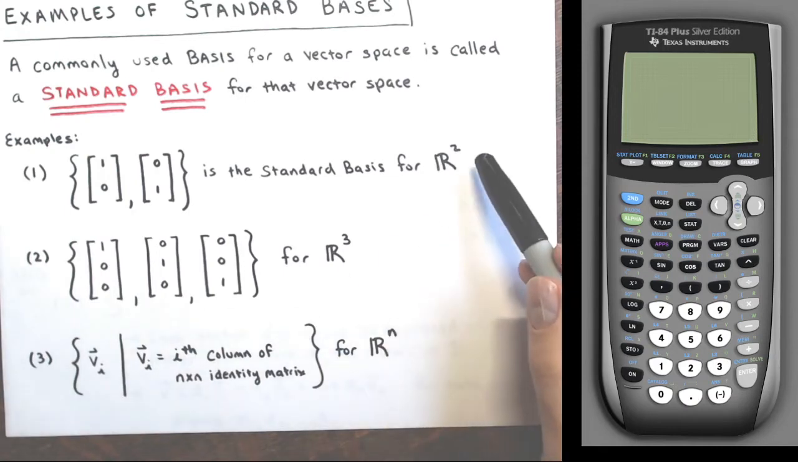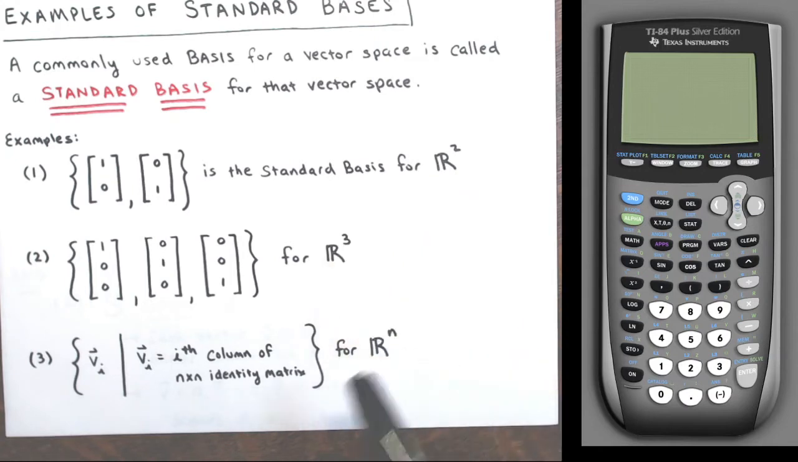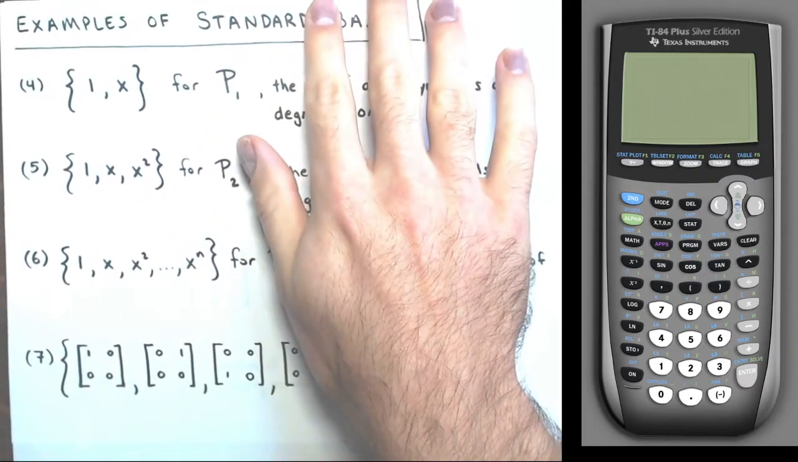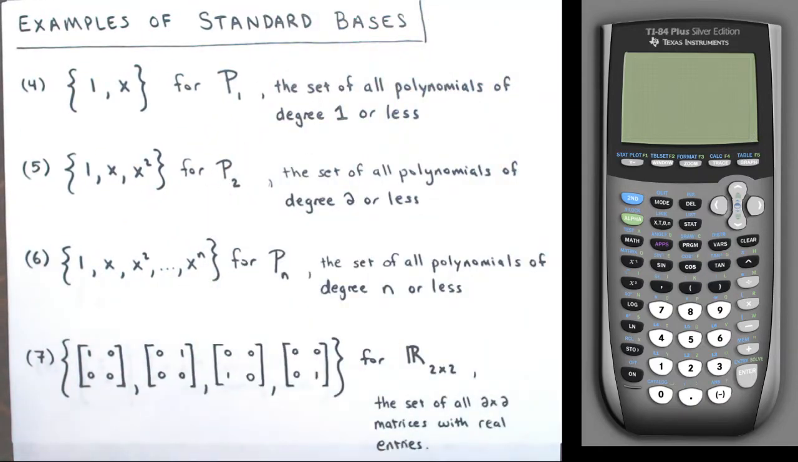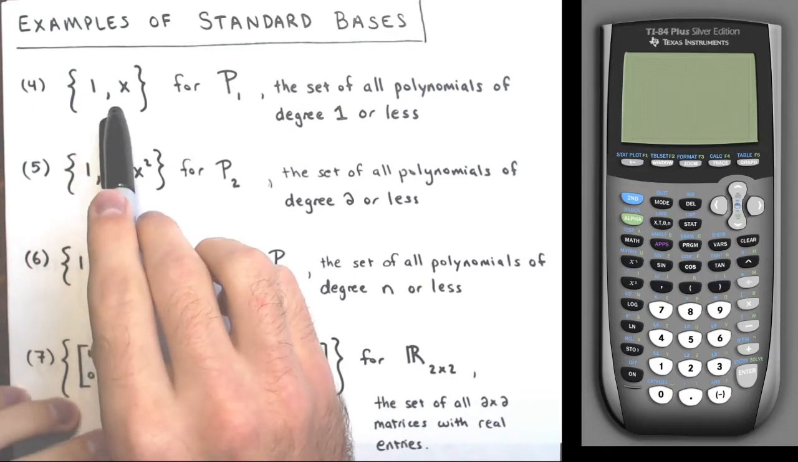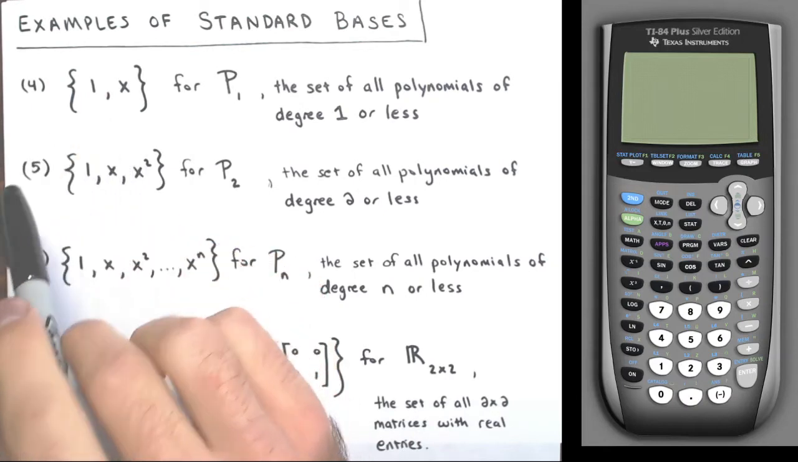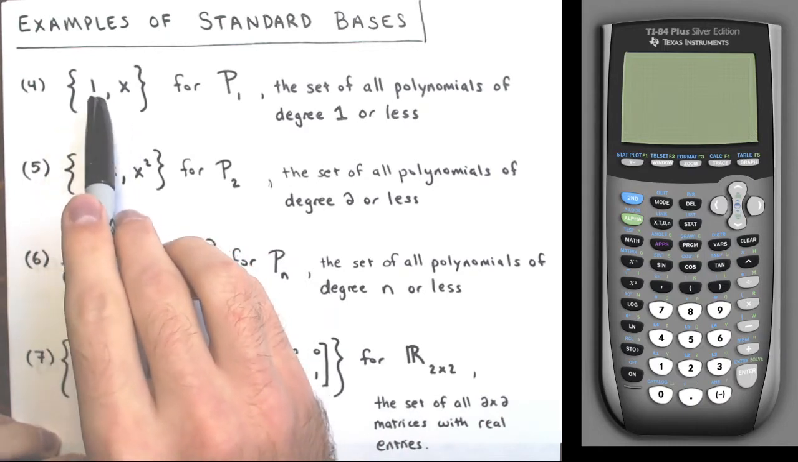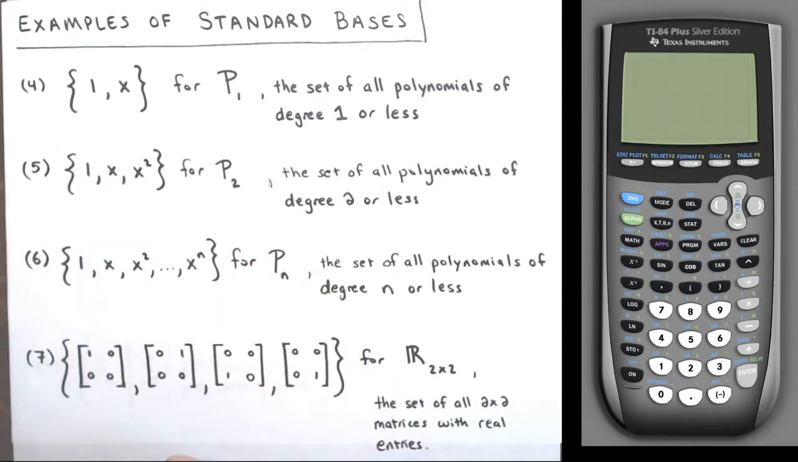So you're probably familiar with these: R2, R3, Rn, Euclidean spaces. But those aren't the only vector spaces, and I put up a video before about other types of vector spaces. I've got some of those here, some standard bases for other kinds of vector spaces. Again, it's just the simplest building blocks for these spaces. So here the vectors aren't just vectors with components, they're polynomials. So the set with 1 and x, these two polynomials this time.